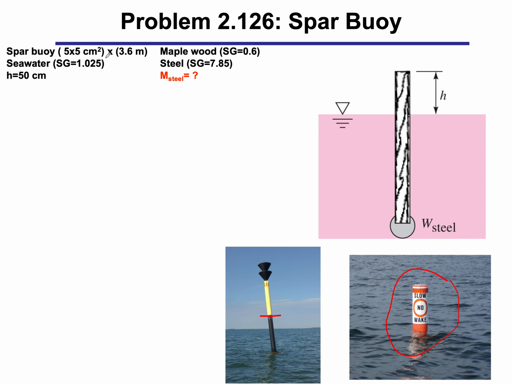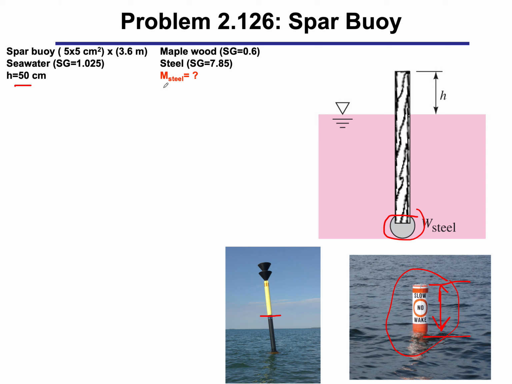So here you have some information about the spar buoy. It has a square cross section, 5 centimeter, and the whole length is 3.6 meters. They tell you to find, so now you're designing this spar buoy, if you want this height to be 0.5 meter, what should the added mass of steel at the bottom be? What is the mass of the steel? So that's the whole question.